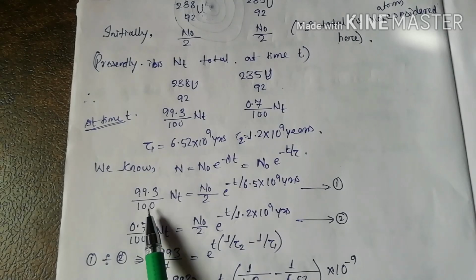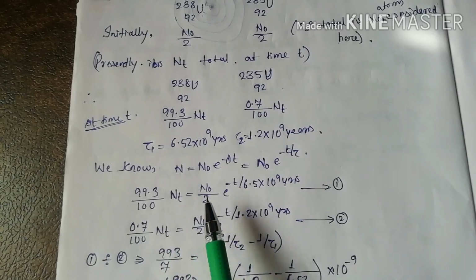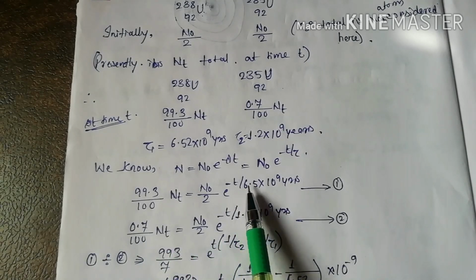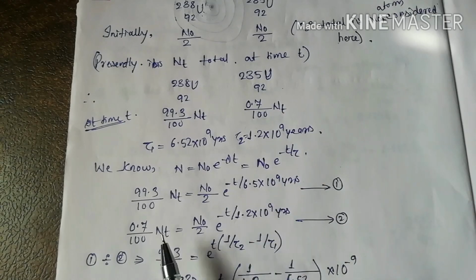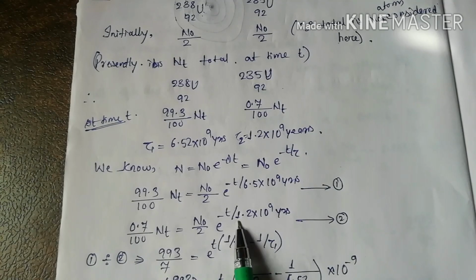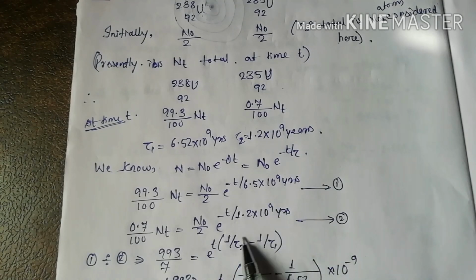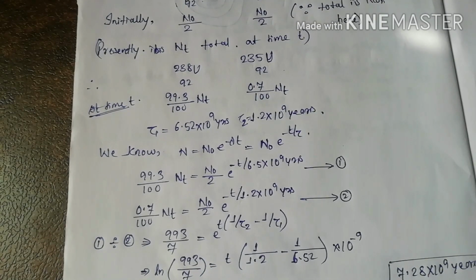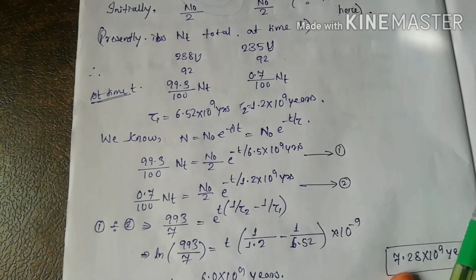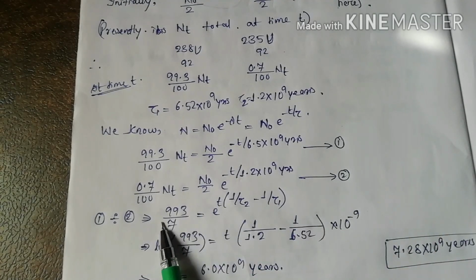So it is 99.3 by 100 nt equals n naught by 2 e to the power minus t over tau 1; this is the value of tau 1. Similarly, 0.7 by 100 nt equals n naught by 2 e to the power minus t over 1.2 into 10 to the power 9 years; this is the value of tau 2. Now we will divide equation 1 by 2 because we have to find the value of small t, right?